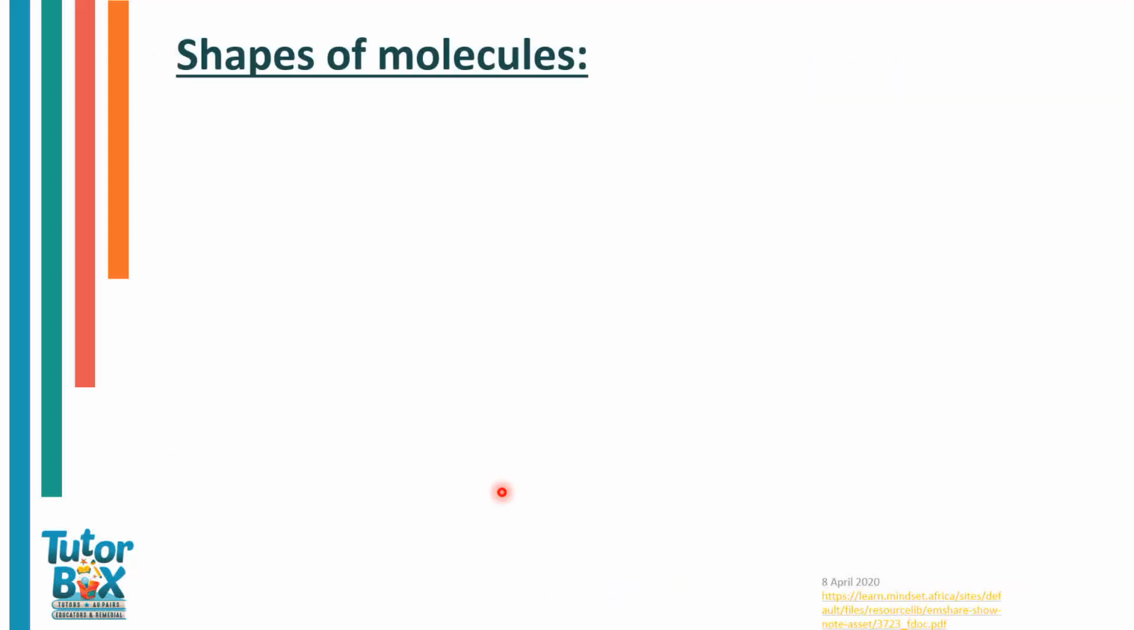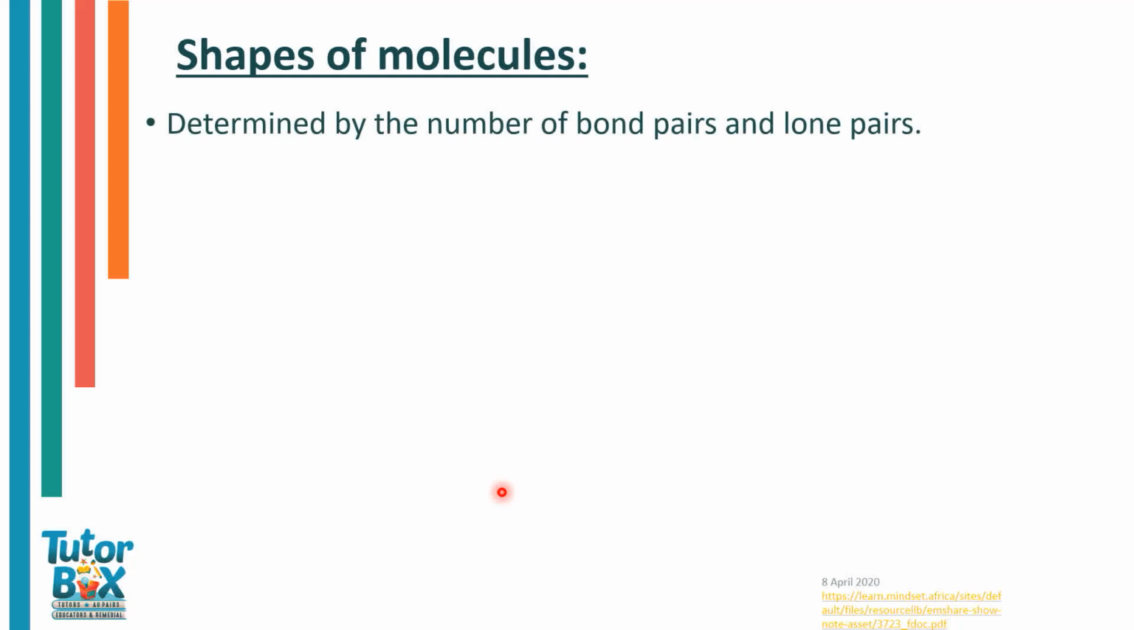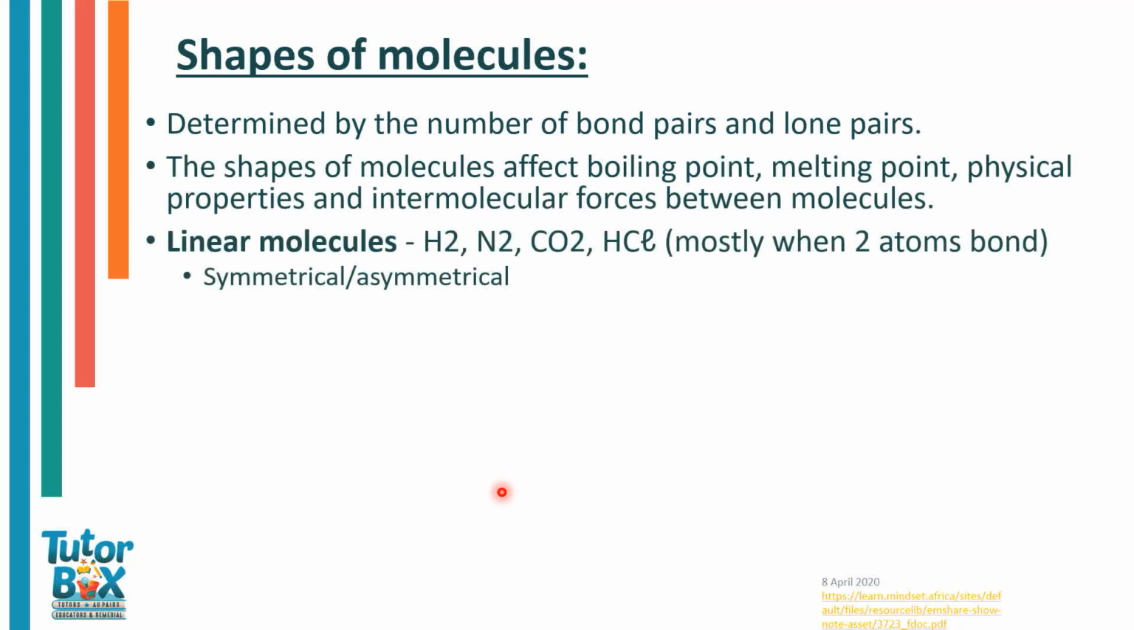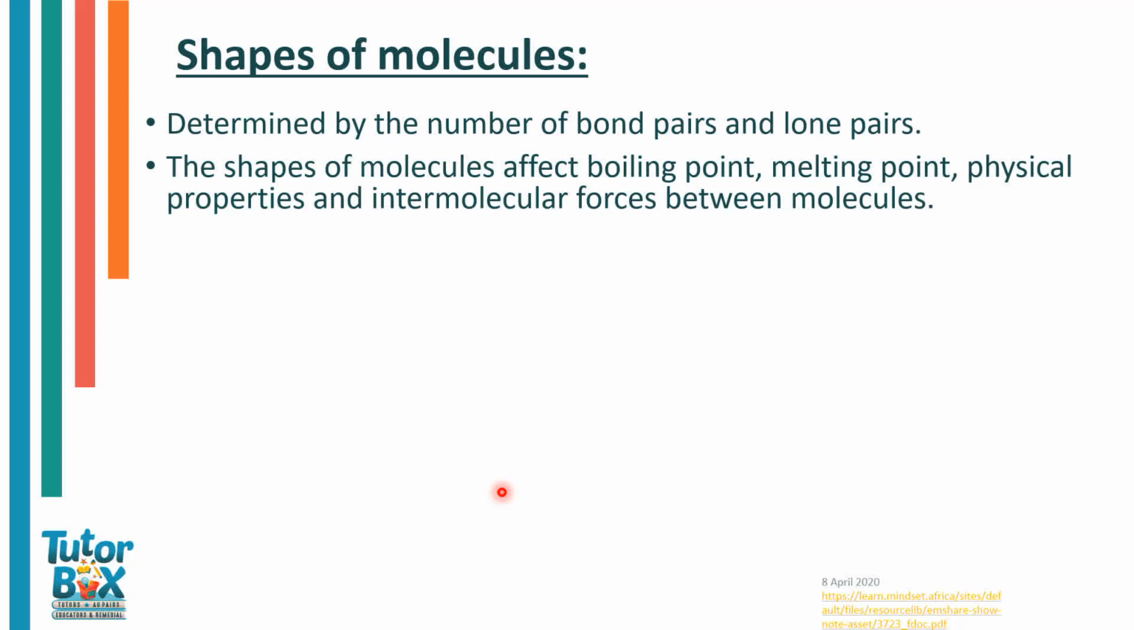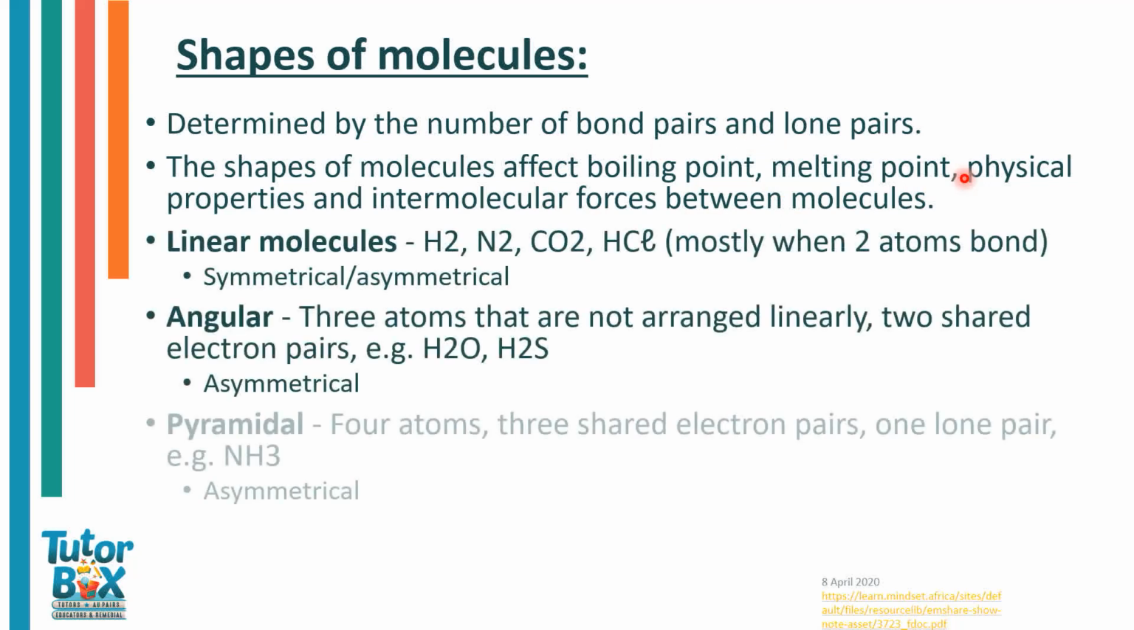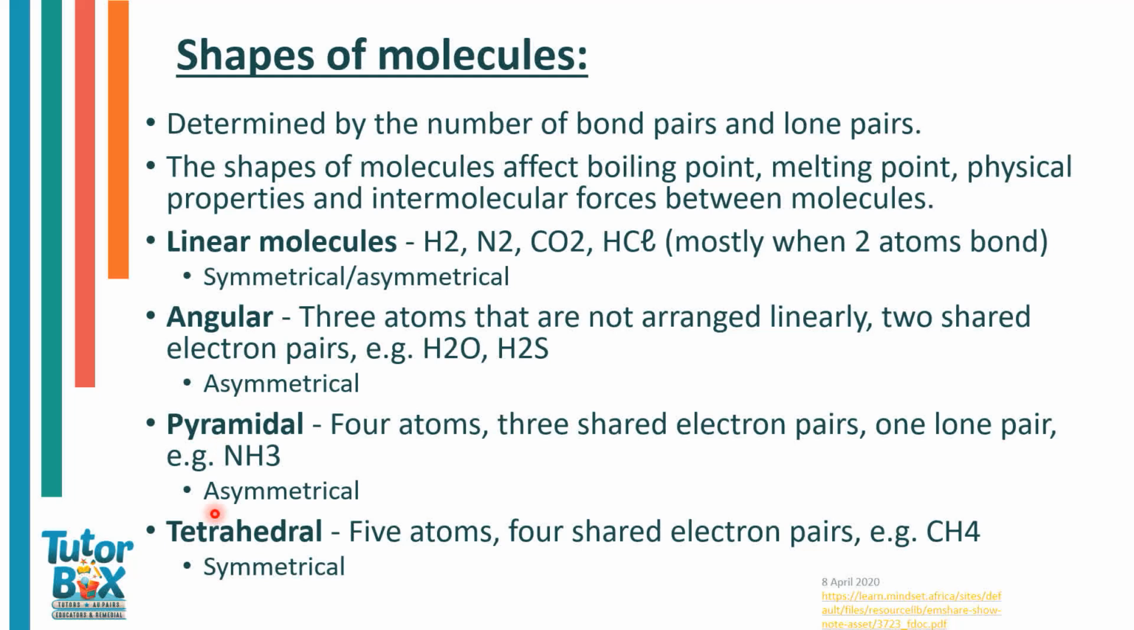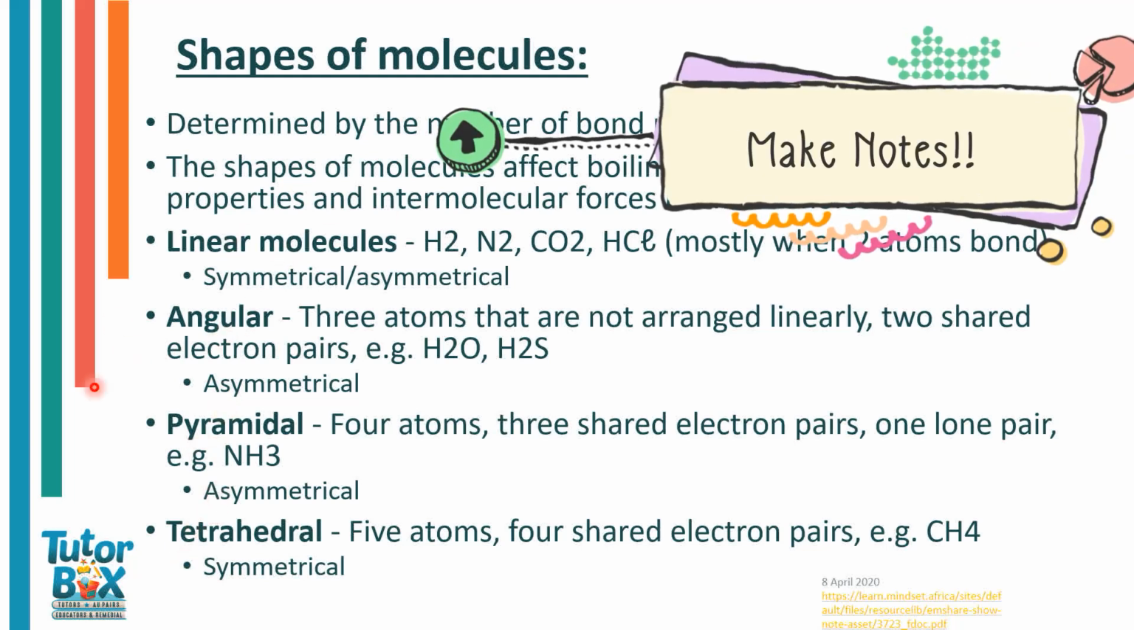Okay, so that's why it's important to know the shapes of molecules. And this is determined by the number of bond pairs and lone pairs. I'm not going to go into a lot of detail on this, just give you an overall picture. The shapes of the molecules affect your boiling point, your melting point, the physical properties, and the intermolecular forces between the molecules. So we have 4 basic shapes: linear, angular, pyramidal, and tetrahedral.